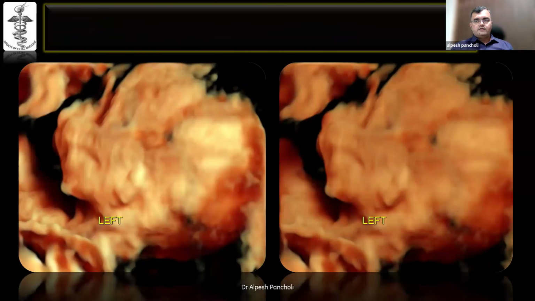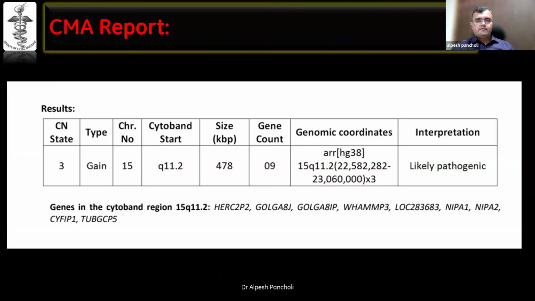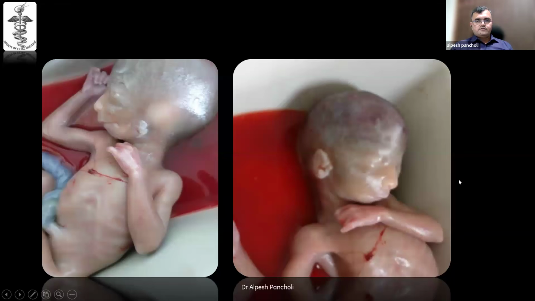So the couple was advised invasive testing, and on the microarray, it was found 15q11 duplication, which is likely pathogenic. Then termination of pregnancy was opted. Here we can see the preauricular tag on the right side, long philtrum, micrognathia, and this is the low set deformed left ear at the level of the angle of the mouth.